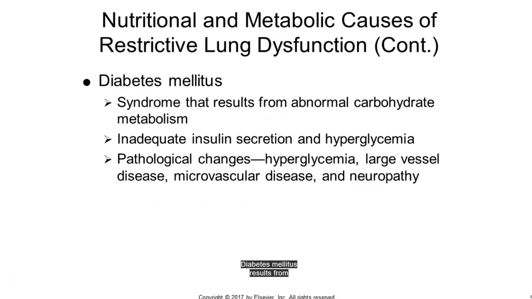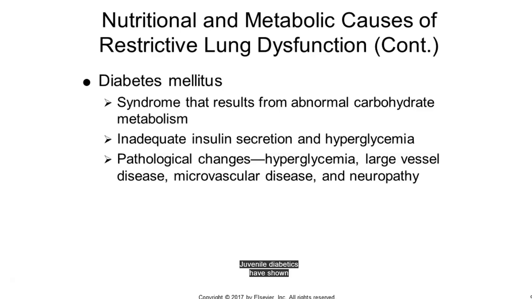Diabetes mellitus results from abnormal carbohydrate metabolism due to inadequate insulin secretion and subsequent hyperglycemia. Pulmonary manifestations are an increased incidence of pulmonary infections and tuberculosis. Diffuse alveolar hemorrhage has also been reported due to inflammation and necrosis of the pulmonary capillary endothelium.